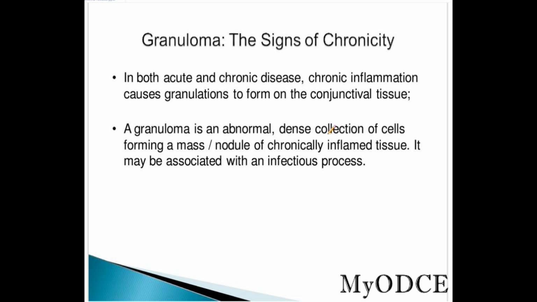So, we think of signs of chronicity. We had mentioned keratinization as a sign of chronicity. Granuloma is another one. In both acute and chronic disease, chronic inflammation can cause granulations to start forming on the conjunctival tissue. Now, a granuloma is an abnormal, dense collection of cells forming a mass or a nodule of chronically inflamed tissue. It may be associated with an infectious process, but it doesn't have to be.